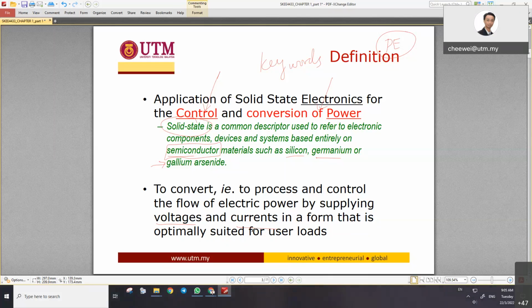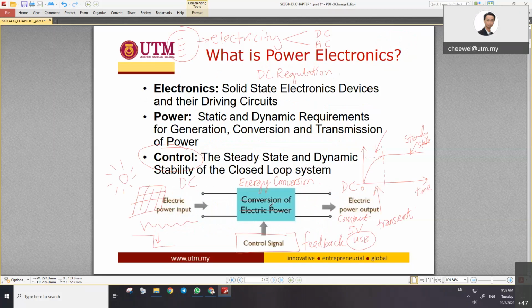Okay, it's not necessary to control voltage and current all the time. Sometimes you only control the voltage, sometimes you only control the current. And in some applications, you control both the current and voltage. It depends on what application or design you are dealing with. So either way, they are all under this diagram.